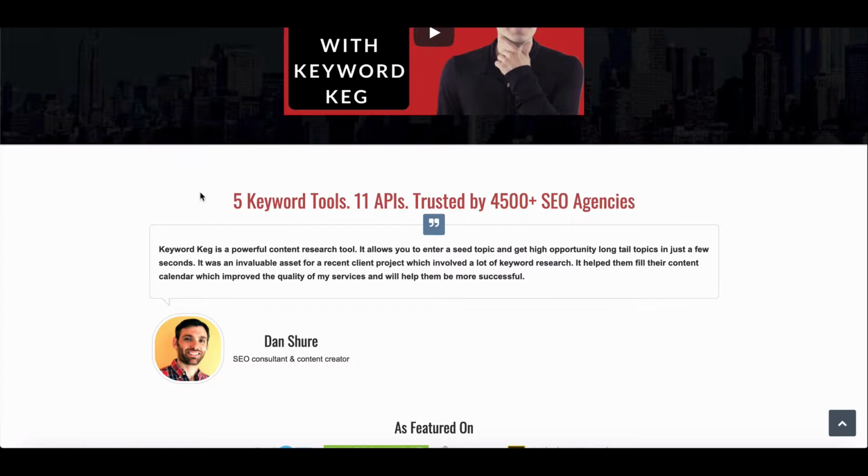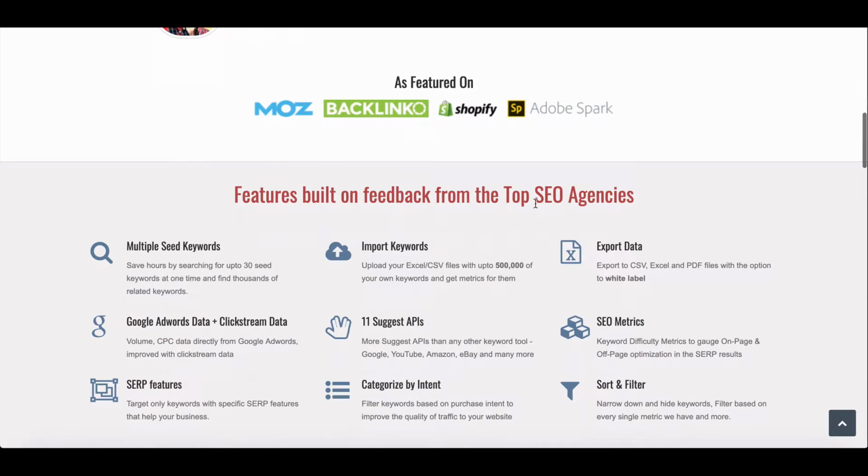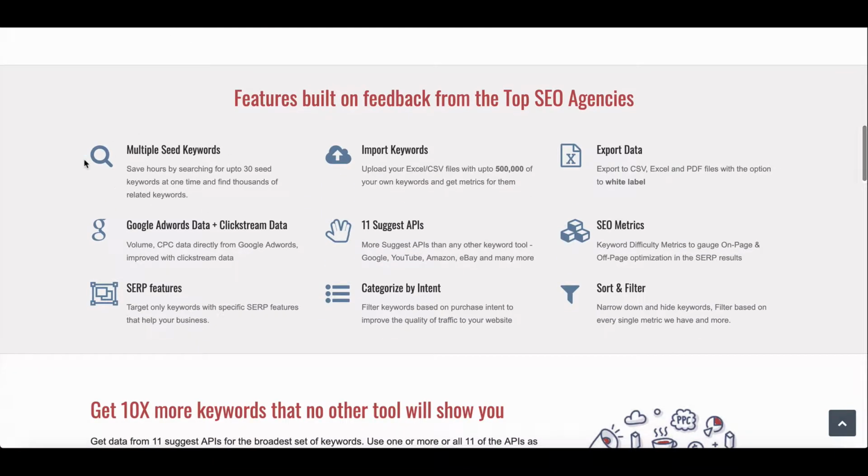There's 5 keyword tools in one, 11 different search APIs, so you can get keyword data from YouTube and Google and all sorts of things. It's trusted by apparently over 4,500 SEO agencies, which is pretty blooming impressive. It's been featured on some pretty big websites as well. And these are the actual features you've got.